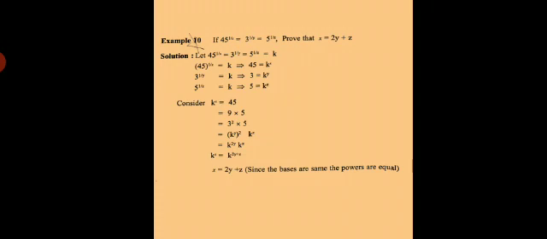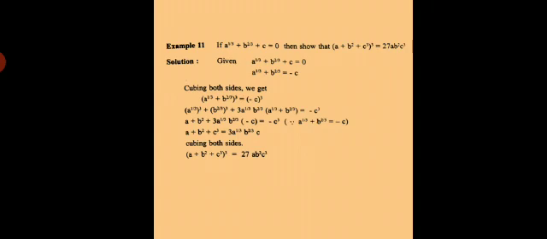Now, using the third law and first law, we get k raised to x is equal to k raised to 2y plus z. Now, since the bases on both sides are the same, the powers are equal to each other. Therefore, x is equal to 2y plus z, which is the required answer. Next example.